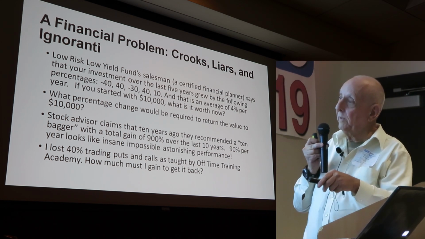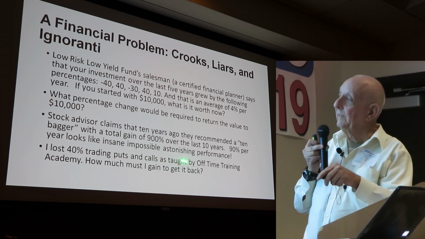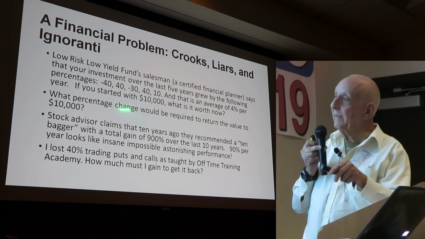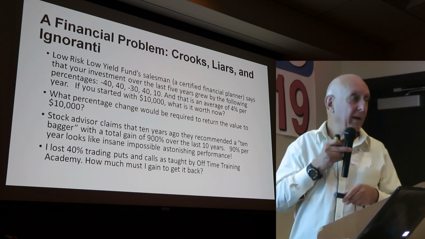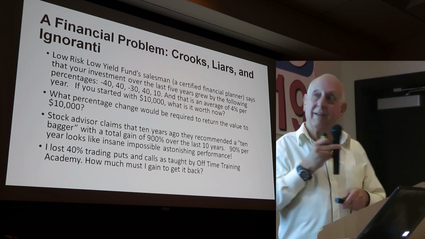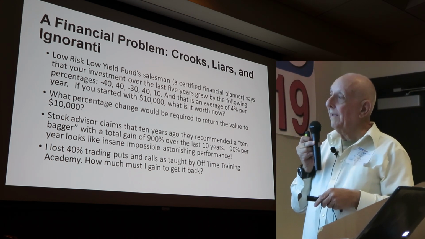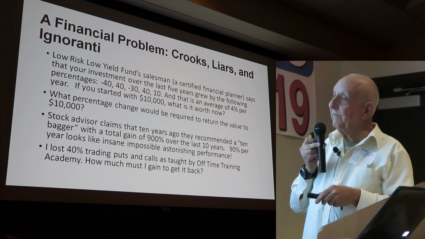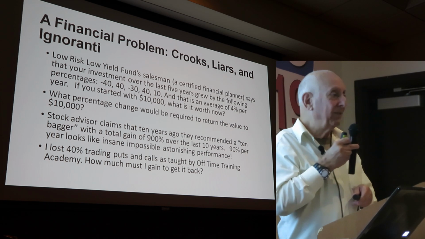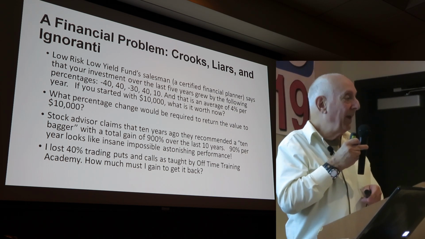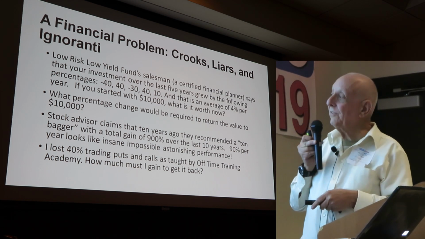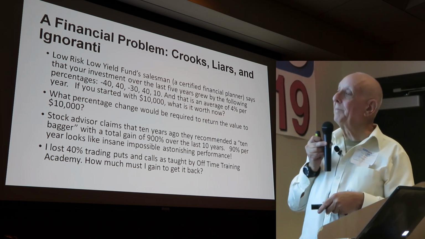And here's one of my favorites. The stock advisor claims, and I've seen this, 10 years ago they recommended a 10-bagger. That means it went up to 10 times its value in 10 years. So that's a gain of 900%. So that's 90% a year. That's just insanely, the guy must be an absolute genius, so brilliant. This just doesn't happen in the real world.